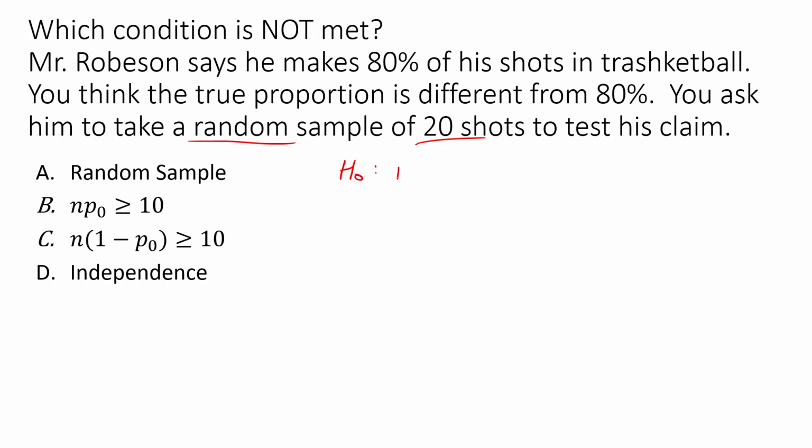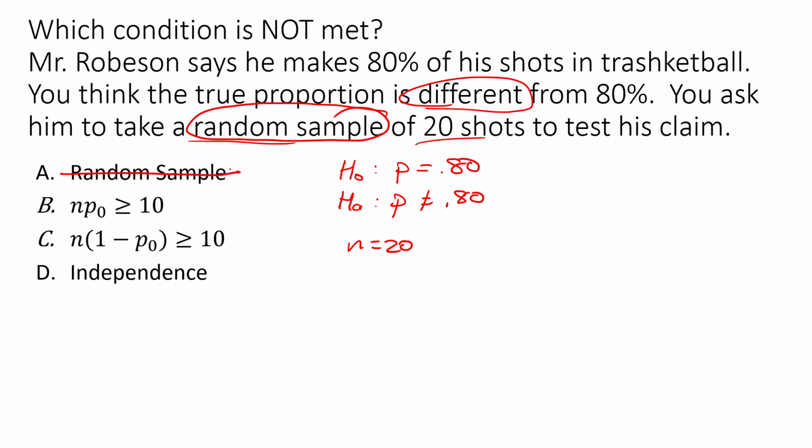All right, so we'd start off with our null hypothesis is 0.80. Our alternative hypothesis, we're asking that it's different from, so that means it would be not equal to 0.80. Maybe I make more, who knows? Our n here is 20, and that's all we know. So it says we've got a random sample, so that's taken care of. That one checks out. n times p naught would be 20 times 0.80, which is 16, which is greater than or equal to 10, that checks out.